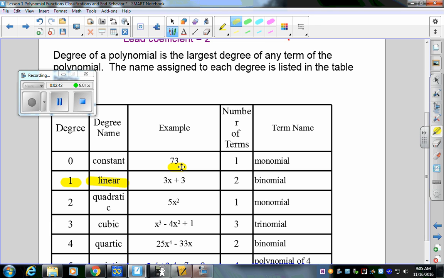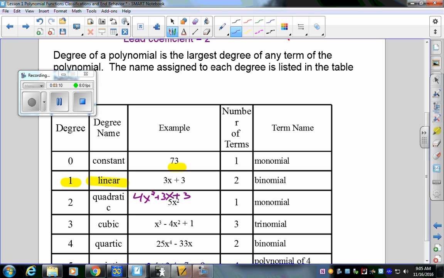When you have an x squared, that's a degree 2, also called a quadratic. Now you might have something else in there. I could have 4x squared plus 3. That's still a quadratic. I just have more terms in it. But the whole point is anything that has a biggest degree or biggest exponent of 2 is going to be a quadratic. They all just look different.